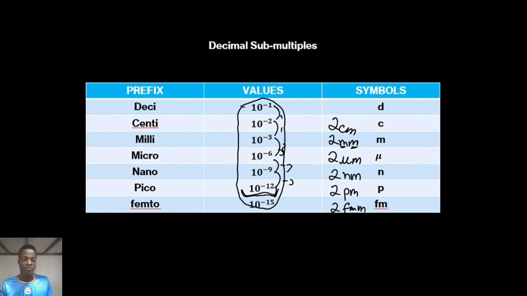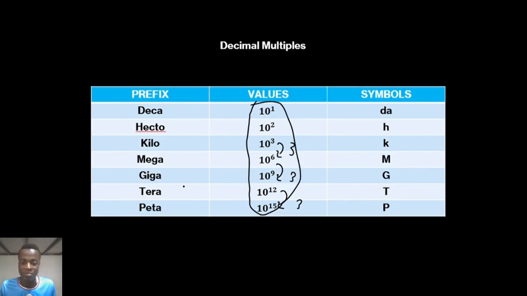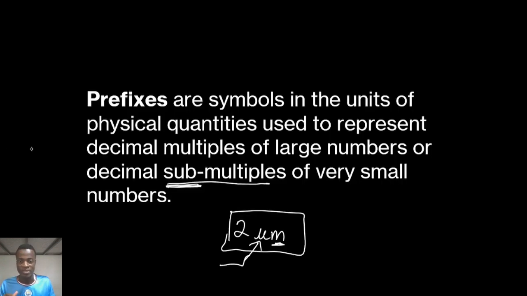So for the multiples, at least you have to know up to giga, 10 to the power 9. If you go further, like tera, mostly we will solve questions with these and their symbols. Mostly you'll be seeing these symbols attached to the unit, inside the unit. So what prefixes are: they are just symbols attached to the units of physical quantities. They are used to represent decimal multiples of large numbers or decimal sub multiples of very small numbers.